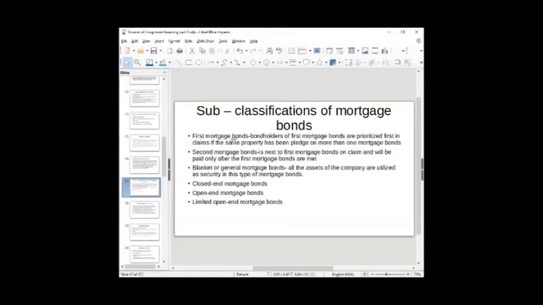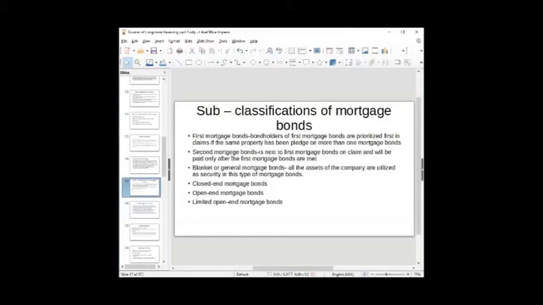That means you have the first priority in the payment in case of default by the issuing company. So from the sales of that mortgage property, the first mortgage bondholders will be paid first, and the next will be the second mortgage bond.